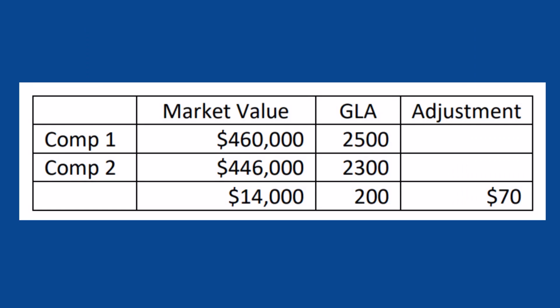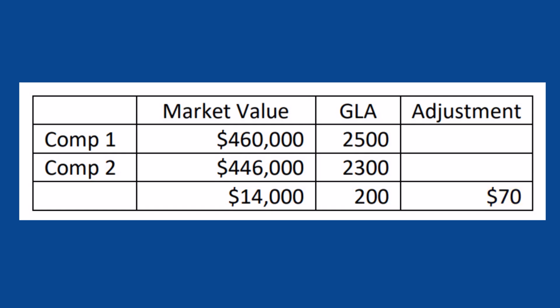Assume we need to support a GLA adjustment for a 2,400 square foot house. We have located 2 sales in MLS that are identical except for GLA. Comp 1 has a market value of $460,000 and 2,500 square feet of GLA. Comp 2 has a market value of $446,000 and 2,300 square feet of GLA. When we subtract, $14,000 is the contributory value of 200 square feet of GLA. The contributory value per square foot is $70. This is the GLA adjustment.